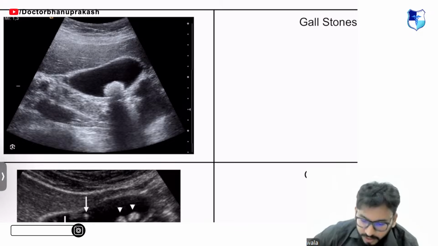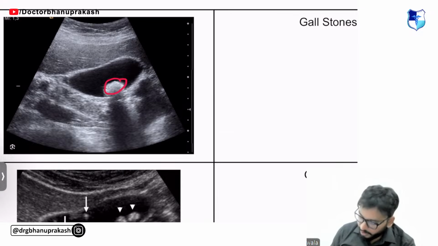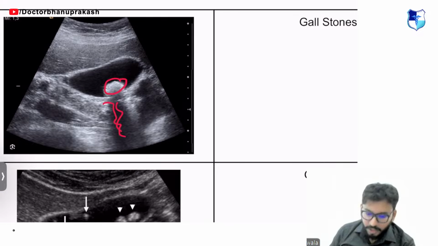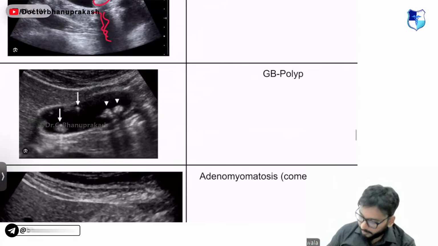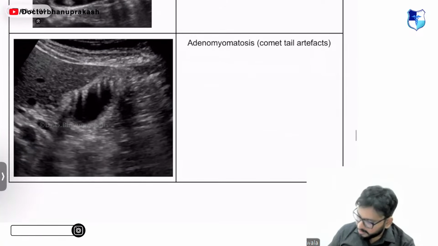Yes, posterior acoustic shadow. Can you see this white with posterior acoustic shadowing? This is how you differentiate a gallstone from a polyp. Okay, now this is important.